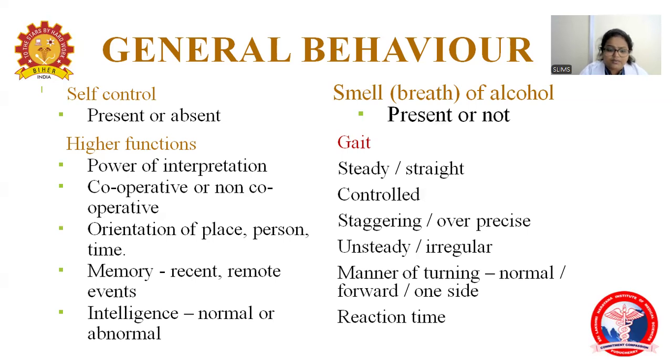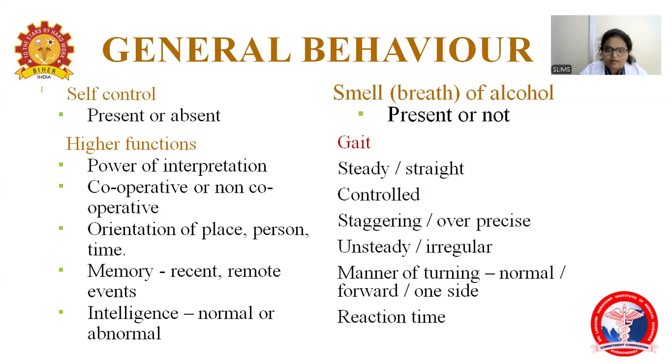And next thing will be his intelligence. Ask him some general common question, what is the day today, or something like that, and test whether his intelligence is normal or abnormal. Some important dates, his birthday or his relative's birthday, something like that can be asked to check his intelligence. And then next thing on his general behavior will be the gait.